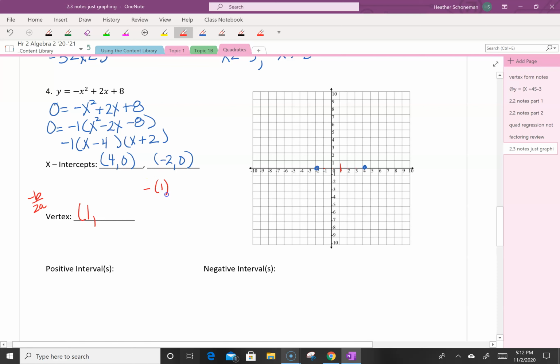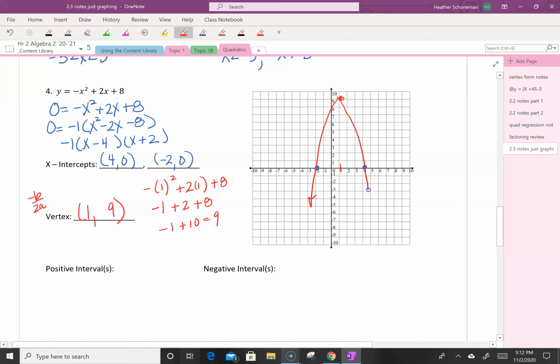So we have negative, and then the 1 squared, plus 2 times 1, plus 8. Now, don't make a mistake on this one. You're just squaring positive 1, which is 1, and then adding the negative. So I get negative 1 plus 2 plus 8. So negative 1 plus 10, which is 9. So my vertex is (1, 9).